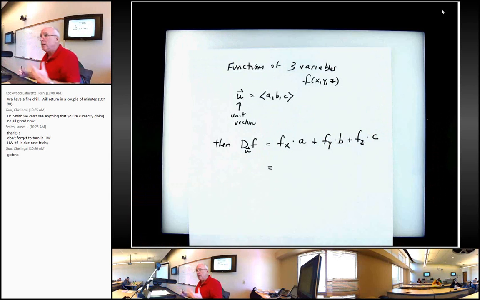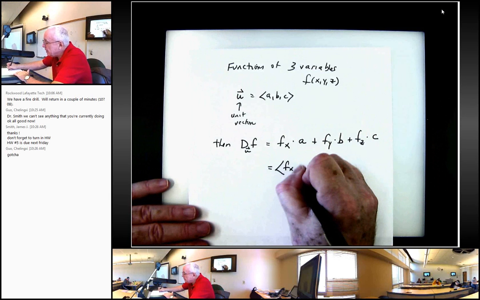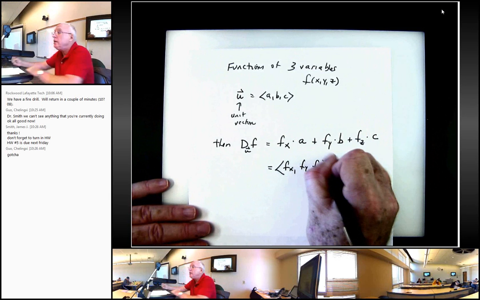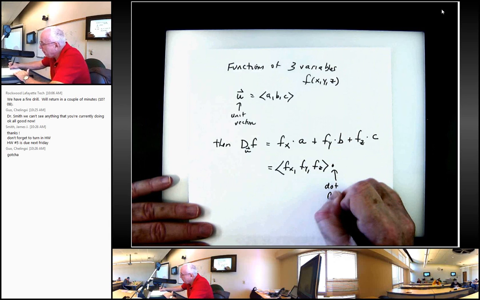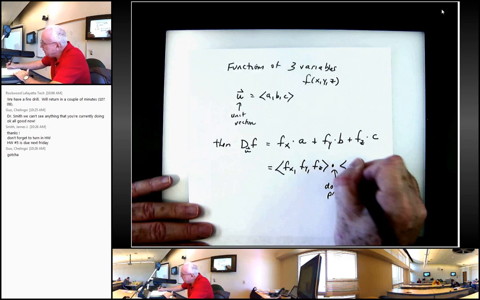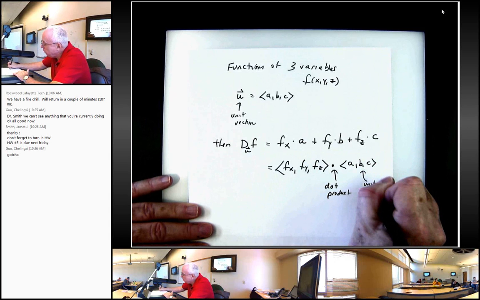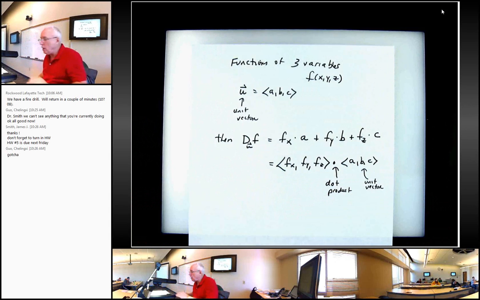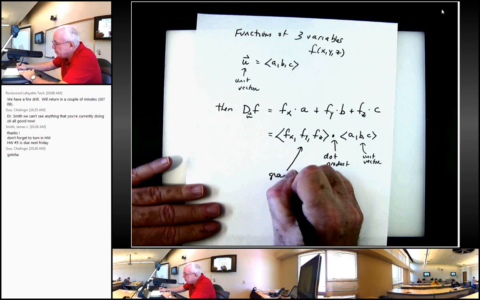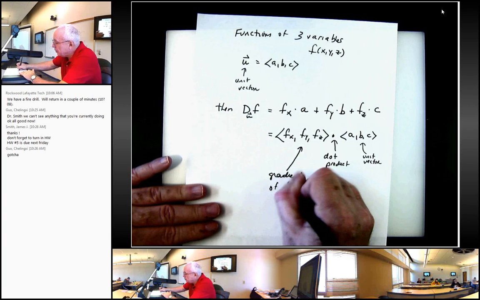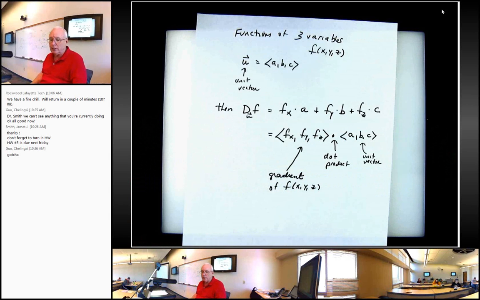And again, the other way I can represent this is with a dot product. Put my fx, my fy. Now this time I have an fz. And then dot product my unit vector A, B, and C. So it just extends it along one more direction. And again, this is the gradient of the function of 3 variables. So now we have an fz as a third component of the gradient.